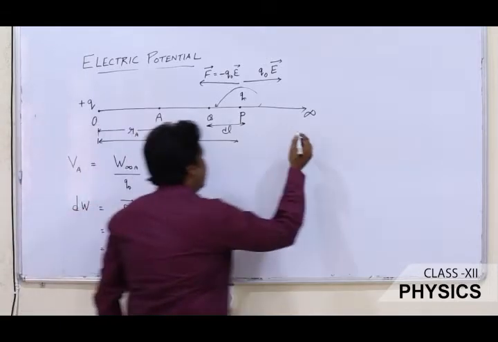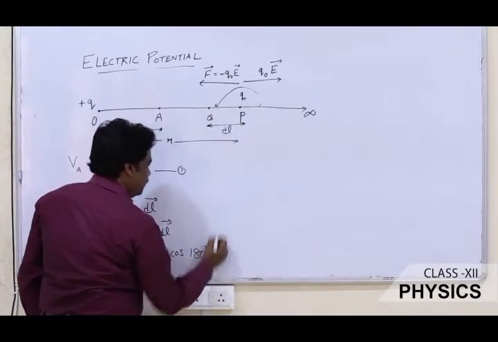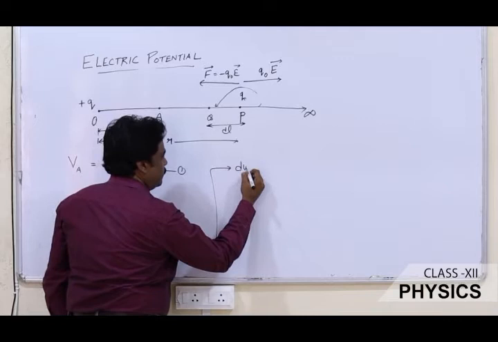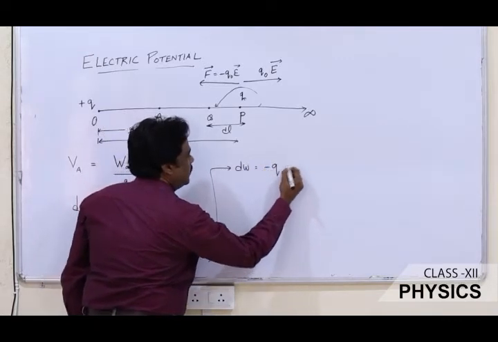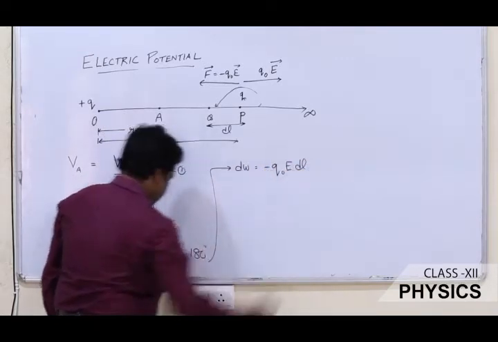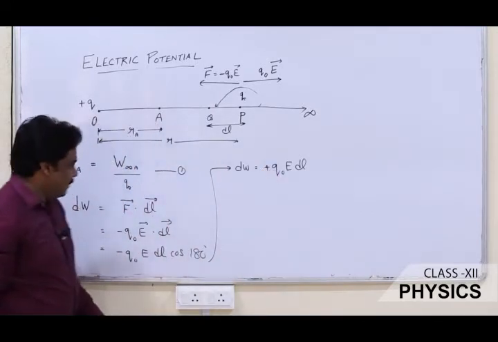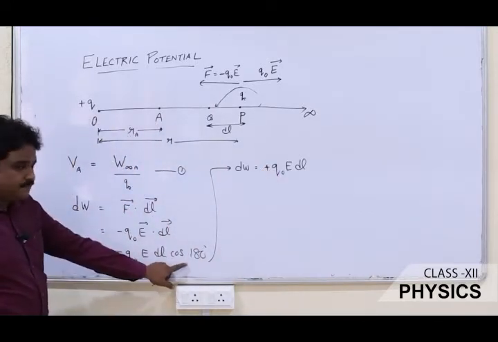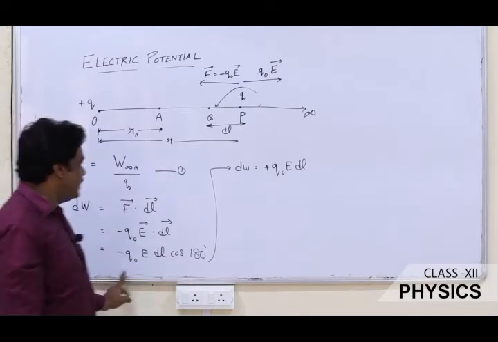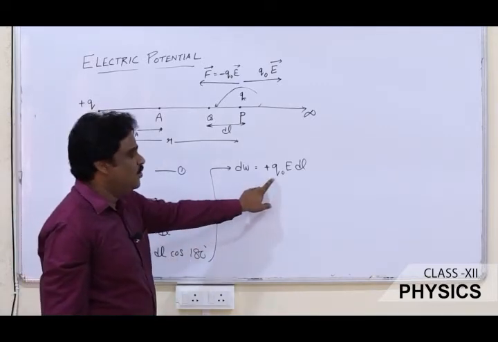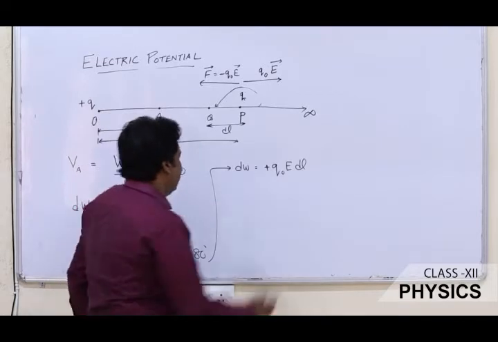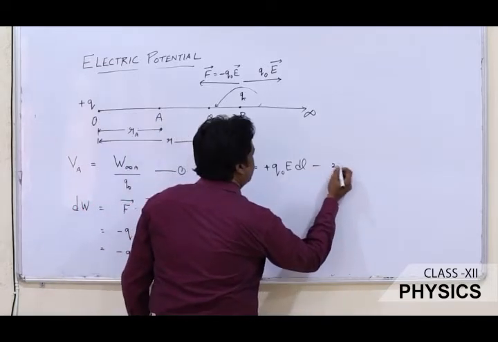So what I'm going to get is dw is equal to minus Q naught E dl cos 180. Cos 180 is minus 1, and that minus 1 and the minus lead to plus. So dw is equal to Q naught E dl. I'm going to mark it as equation number 2.